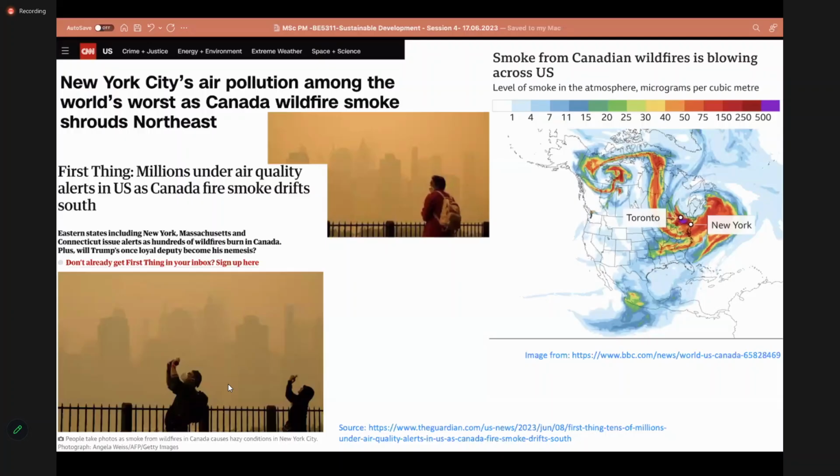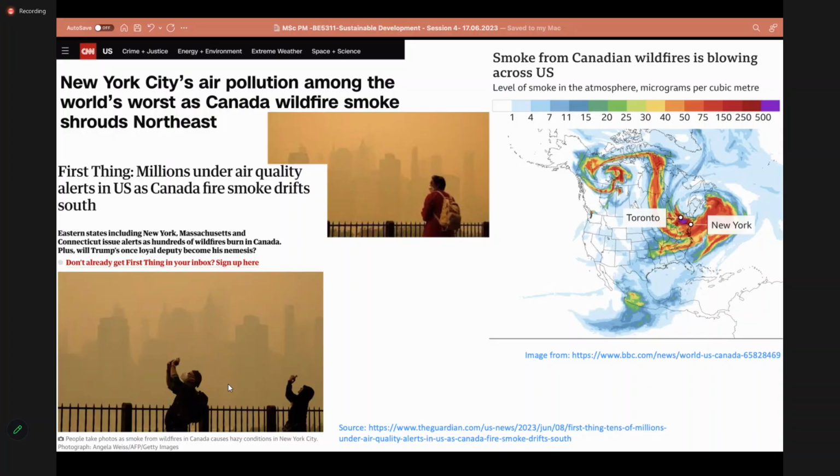Okay, this is something from the news recently. Many of you might have already seen this. So these days, there's a very serious problem in New York in terms of air quality because of wildfires in Canada. So the cause is somewhere else, but the effect is felt in a different place.